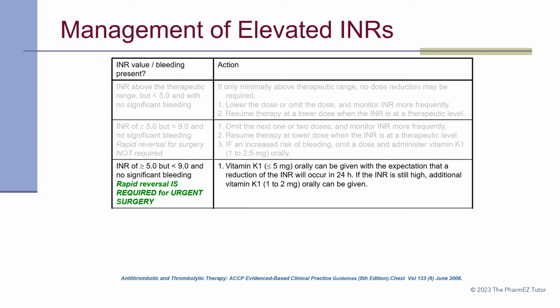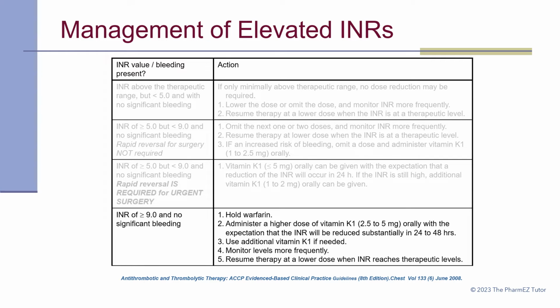If the INR is greater than or equal to 5 but less than 9 and there's no significant bleeding, but rapid reversal is required for urgent surgery, give vitamin K less than or equal to 5 milligrams orally with the expectation that a reduction of the INR will occur in 24 hours. If the INR is still high, additional vitamin K, 1 to 2 milligrams orally, can be given.